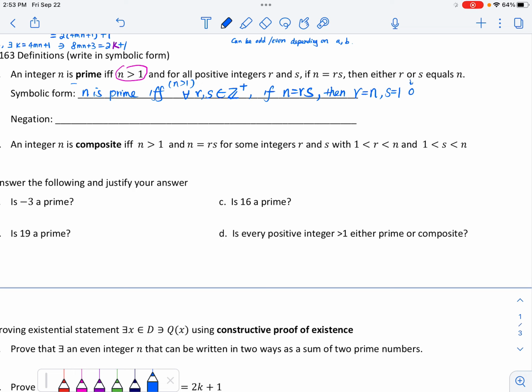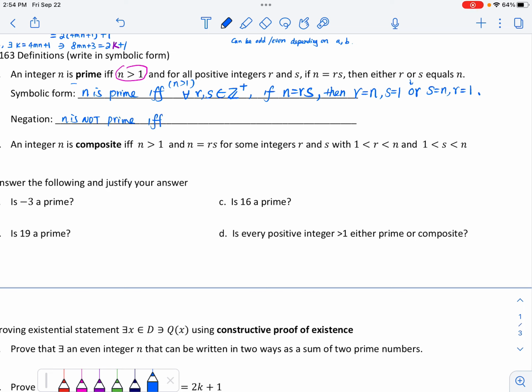This or another possibility could happen: s is n, but r is 1. So that's how, when you see that n is r times s, and one of those happens, then you can conclude n is a prime. Now I would like you to try to negate this, give it a try. So let's try it. That means n is not a prime, right?